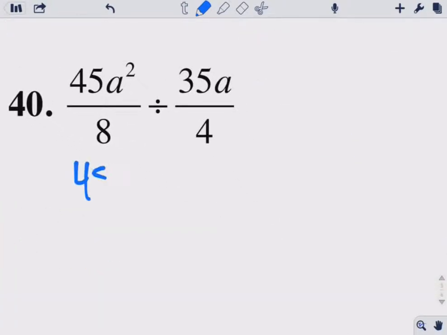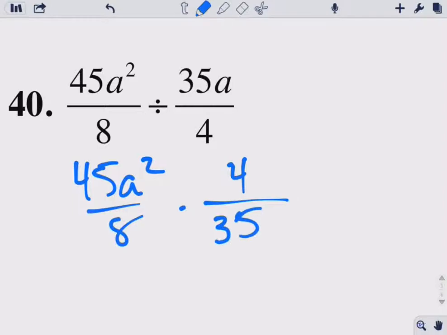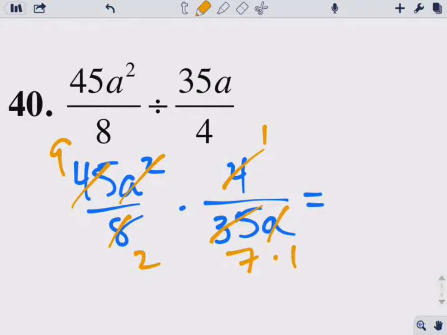Okay, when you divide by a fraction, you multiply by the reciprocal. Keep, change, flip. Put it together, or you can simplify before you put it together. Either way, I'm going to simplify a little bit. 4 and 8 gives me a 2. 35 and 45, 7 and 9. And then the a squared and the a, that's a 1. And that's an a. So I get 9a on top and 2 on bottom.